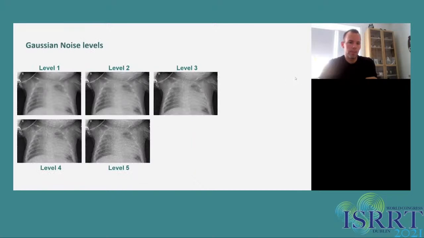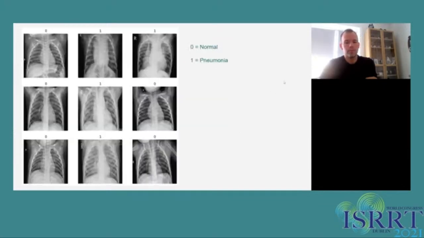These are some sample images of the Gaussian noise levels. There is a low level of noise on level 1 and a high level of noise on level 5. There are also some sample images from the datasets where 0 is normal images and 1 is those with pneumonia.